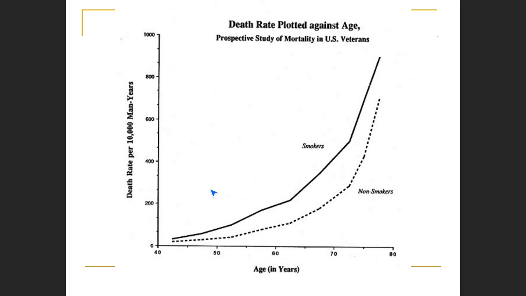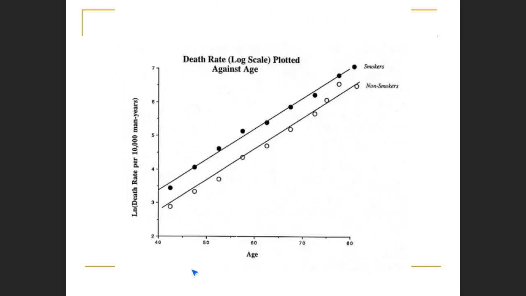Many times, if you see something like this, a log scale will straighten it, or an exponential scale if it kind of grows fast and then slacks. So a log scale actually makes it clearer that smokers have a higher rate than non-smokers.